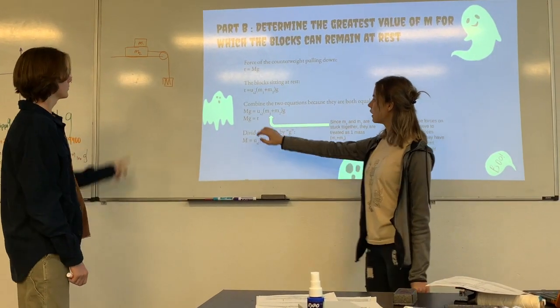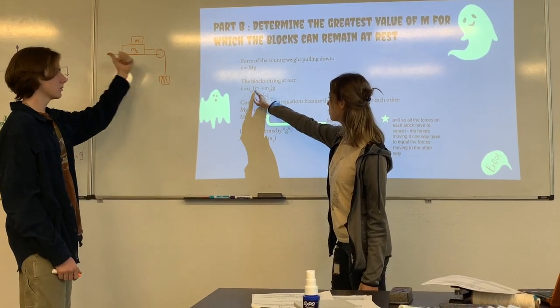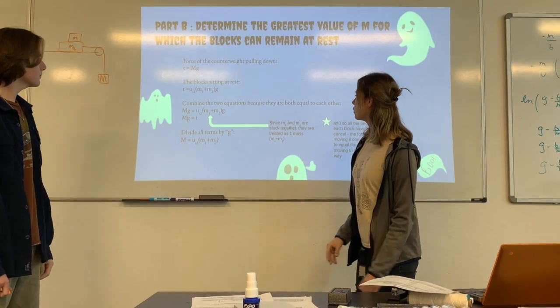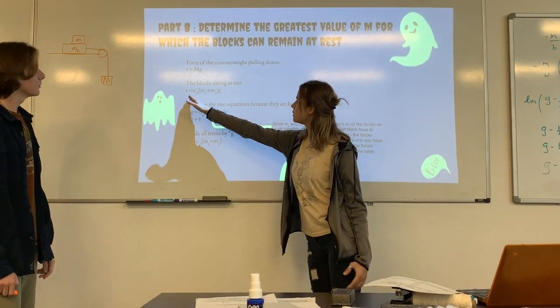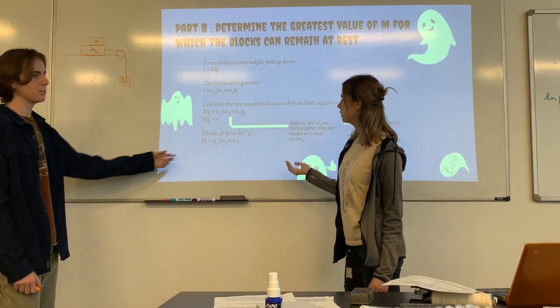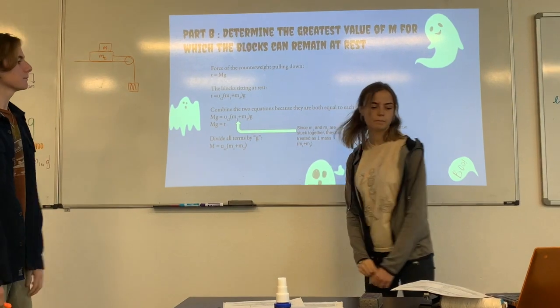And then for the block sitting at rest, the tension of the rope pulling it to the right is the exact same as the friction holding it to the left. And then you set both of those equations equal to T, so they equal each other. And then you just simplify algebraically for the rest, and that's the answer for m.